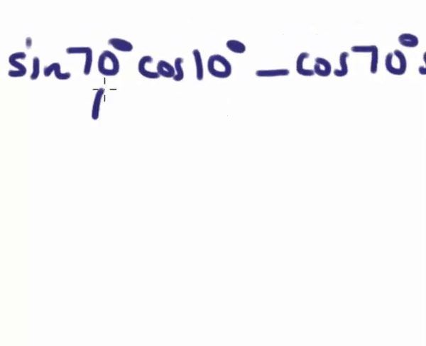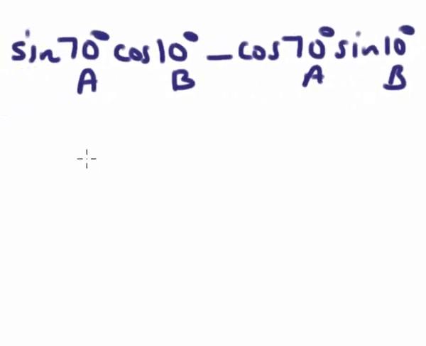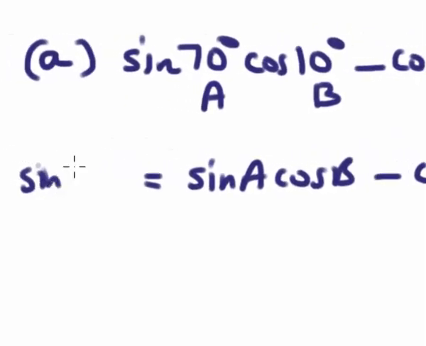Well, all I know is that, look, this angle is the same, and this angle is the same, and it seems to me that this is actually the same as, if you look at, sine A cos B minus cos A sine B. That is very familiar to me. That is almost a sine A minus B. Let's just go back and check. Okay, sine A minus B.